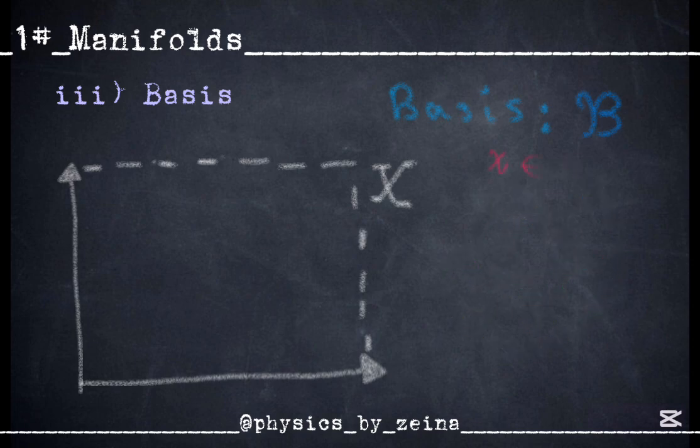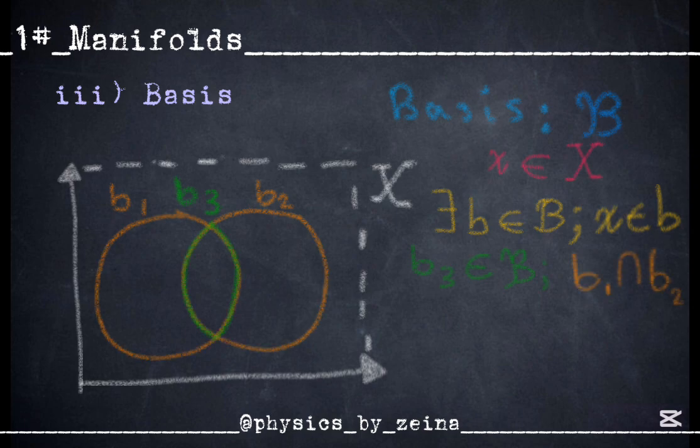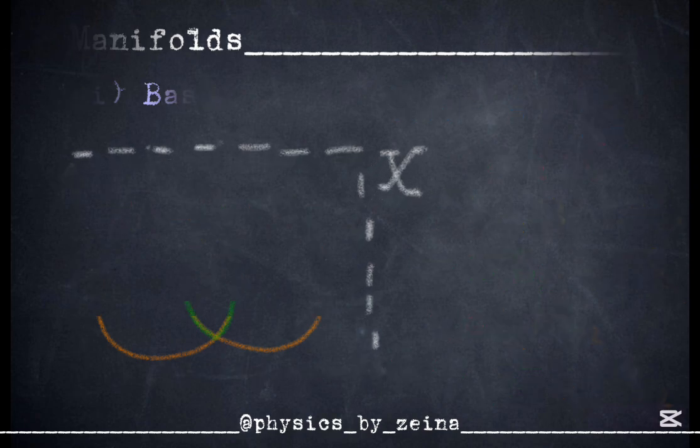For every point x which belongs to the topological space X, there exists at least one basis element, small letter b, which belongs to B, such that x belongs to the small b. There will always be a basis element b3 which belongs to B that fits within the overlap of two basis elements b1 and b2, such that for a point x belonging to b1 and b2, x belongs to b3, which is a subset of b1 intersection with b2.